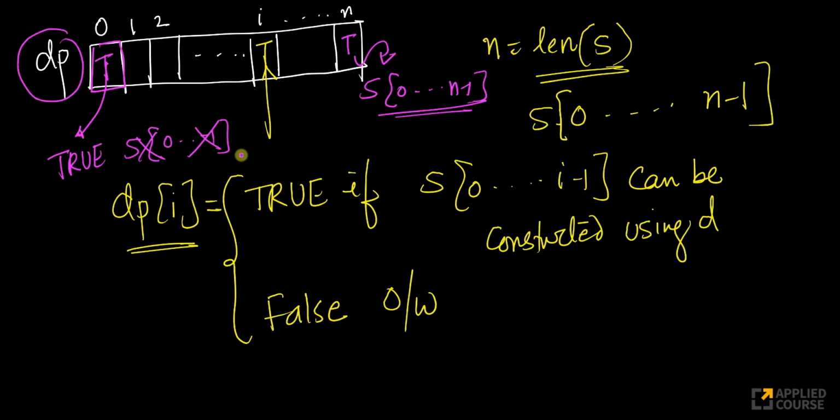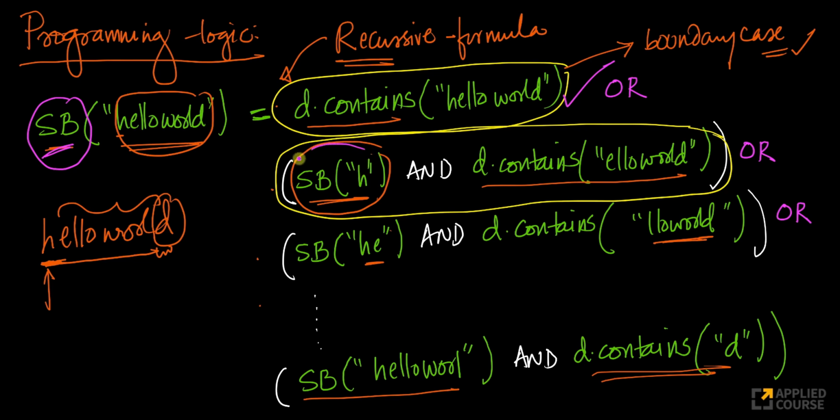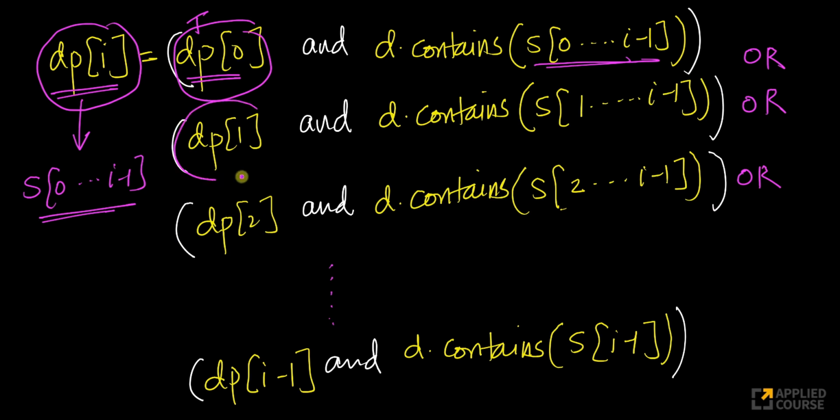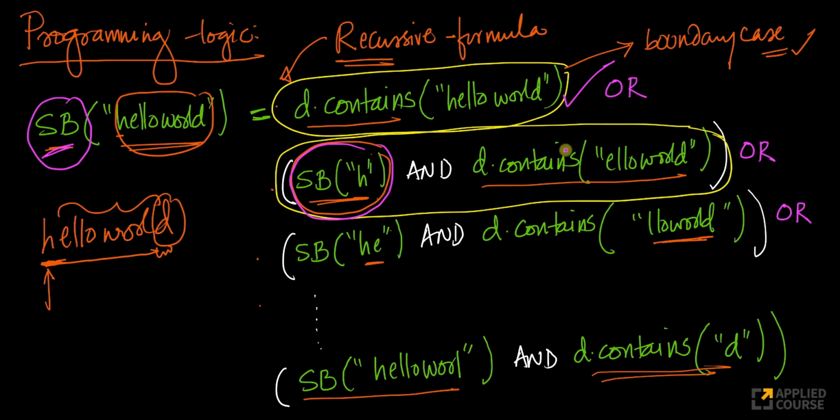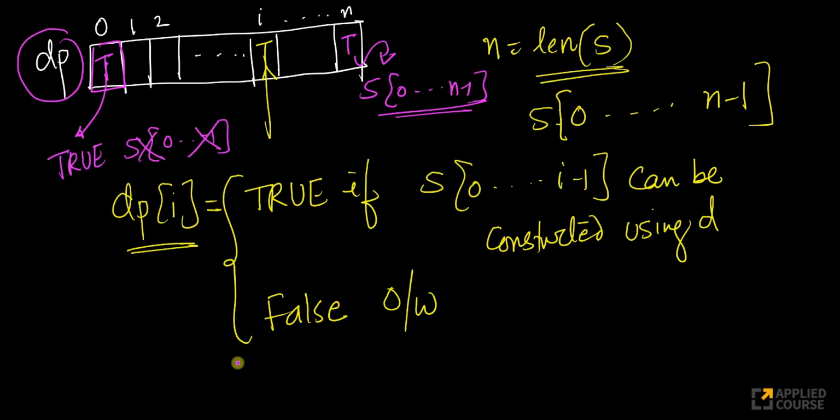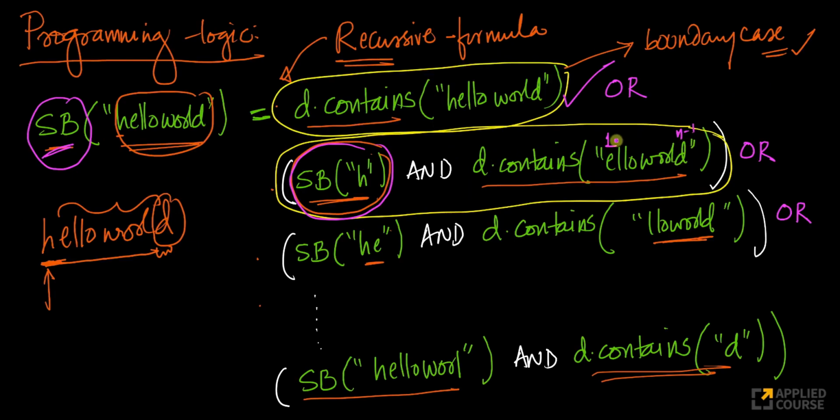DP1. DP1 basically means, look at this, the string break with just the first character returned true to me, right? If this is true and if D contains string 1 to I minus 1. What is this? This is string 1 to n minus 1, in this case, right? Look at this. Exactly the same logic. I'm replacing your SBs with DPs. I'm replacing this D contains whatever string is here.